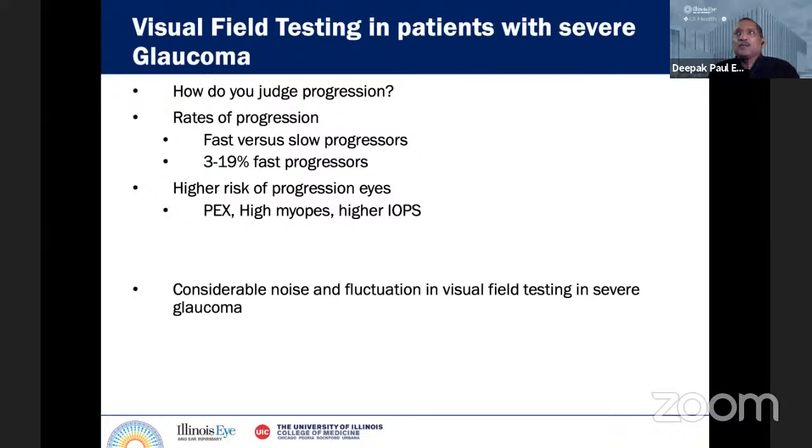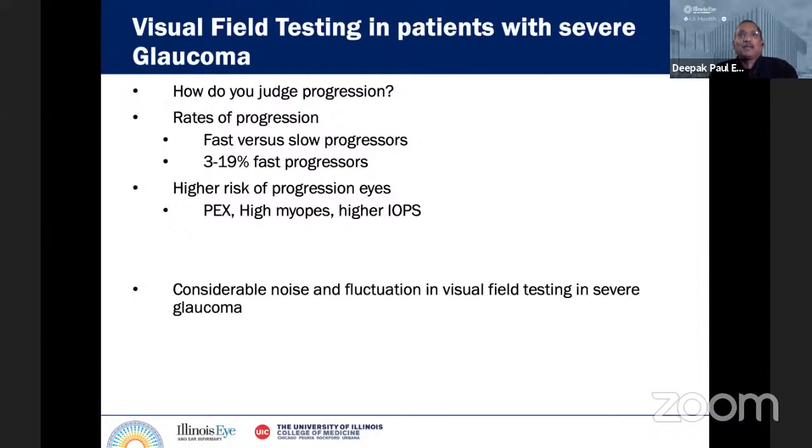You have very good progressor type analysis tools which will judge event change or will judge trend change. In severe glaucoma, these progressor analysis tools don't work very well. So we hope that in the age of AI, and there are a number of people working on this, that tools newly developed to help this very vulnerable group of patients will help us better in understanding how to determine the rate of progression.